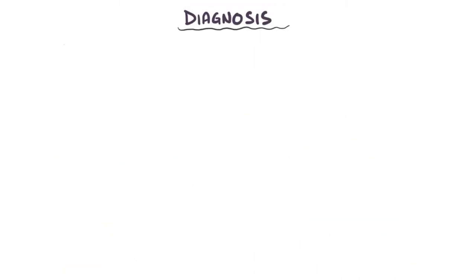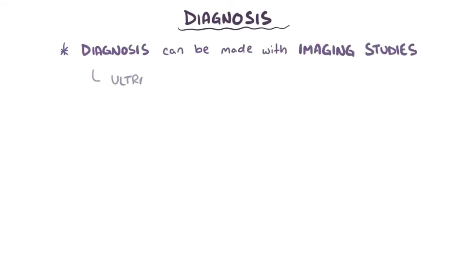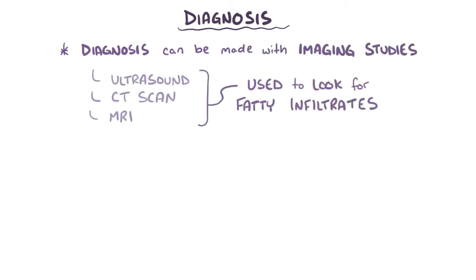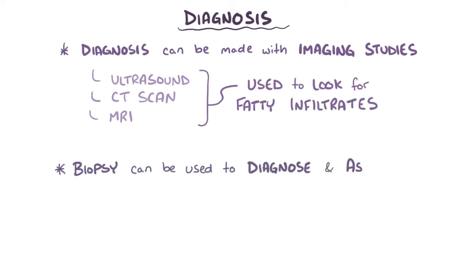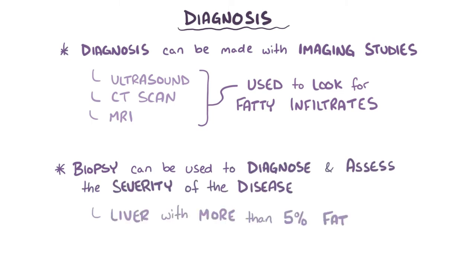If non-alcoholic fatty liver disease is suspected, a diagnosis can be made with imaging studies like ultrasound, a CT scan, or an MRI to look for fatty infiltrates. In addition, a biopsy of the liver can be done to confirm the diagnosis and assess the severity of the disease. Generally speaking, a liver with more than 5% fat content is considered abnormal.